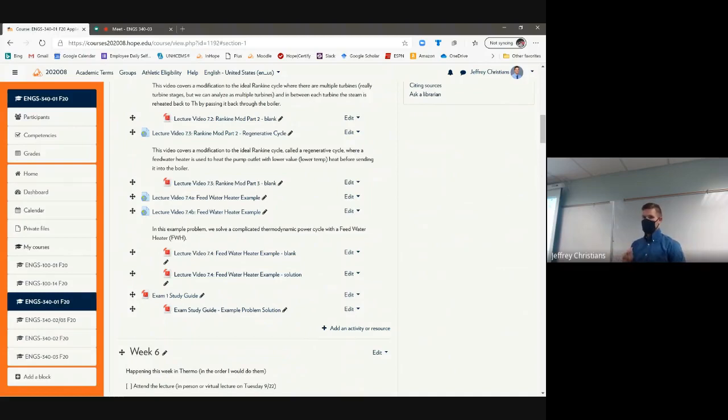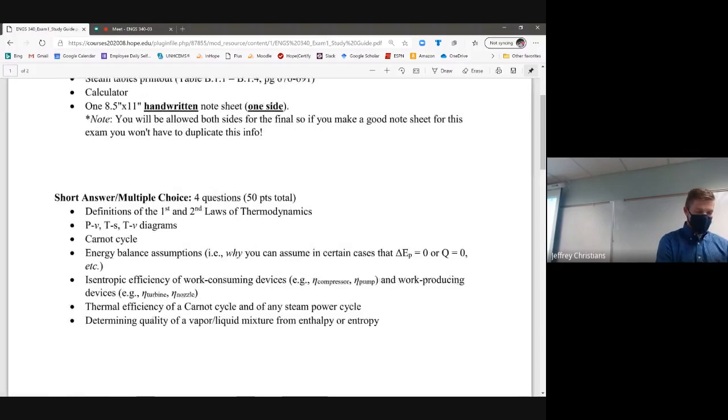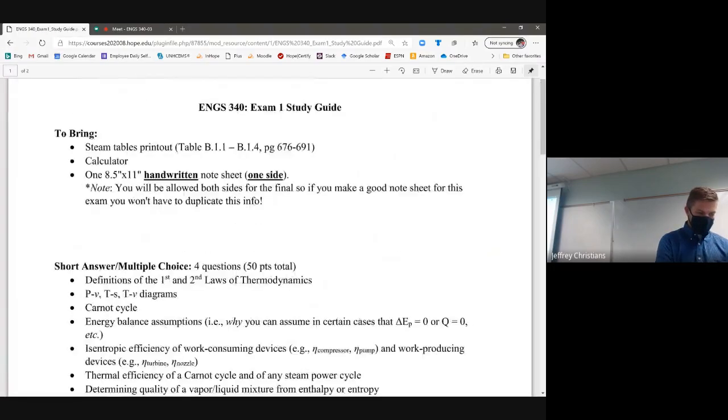There's a second example problem that I didn't make a video for, that I just have the solution for. Those two example problems together, if you feel good about those, you're in a pretty good spot. And before I talk too much more about that, at the bottom there is the exam study guide. So let's talk a little bit about what the exam is going to be like.